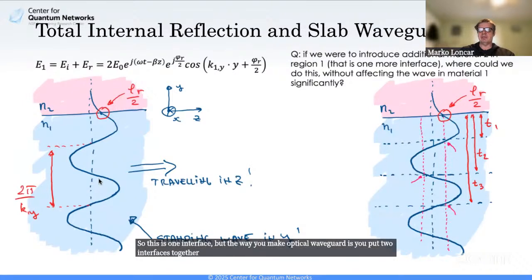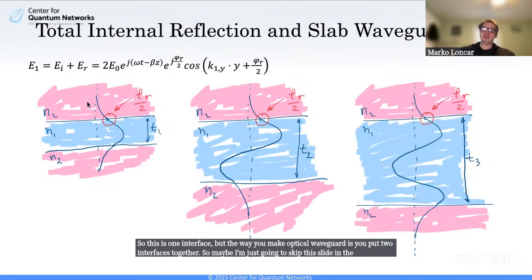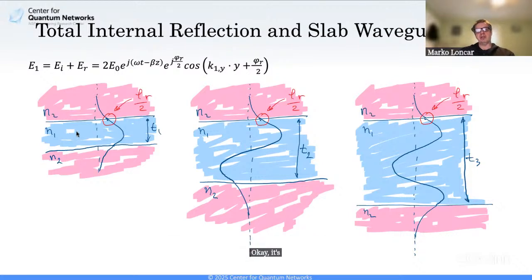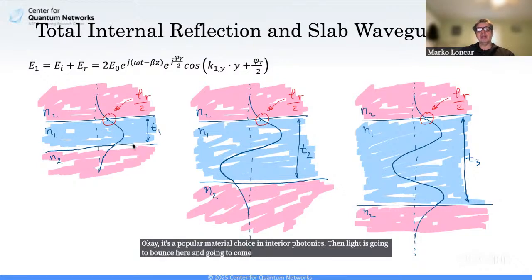So maybe I'm just going to skip this slide in the interest of time. What you can do is, you have one interface between, let's say, silicon and silicon dioxide. It's a popular material choice in integrated photonics. Then light is going to bounce here and come down and bounce there again. And if the thickness of the silicon layer is properly chosen, at this particular frequency, at this particular angle of incidence, you will be able to trap light and form what we call an optical mode.